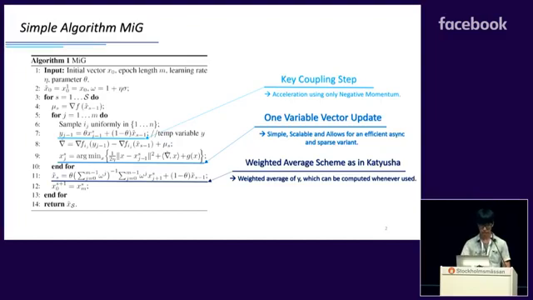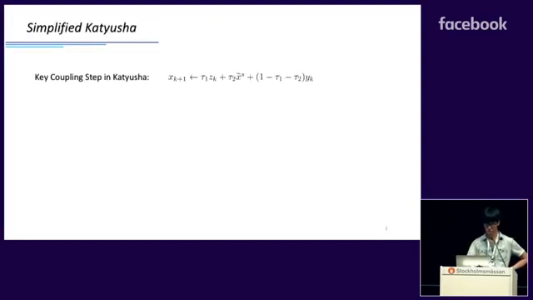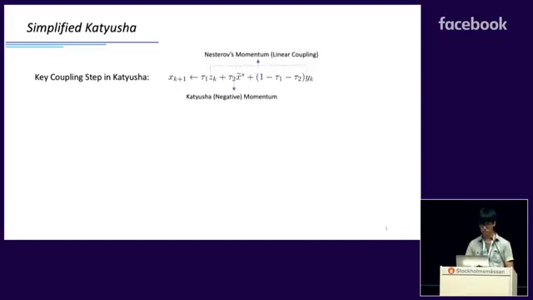And in fact, our work can be regarded as a simplification of Katyusha, and I will show it here. First, we have the key coupling step in Katyusha. It's a 3-point coupling, given in the notation of the original work. Here y and d can be regarded as the natural momentum, called linear coupling in another work, and x tilde here is the negative momentum, called Katyusha momentum here.